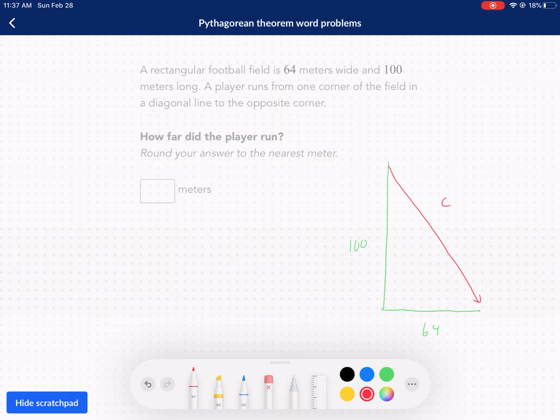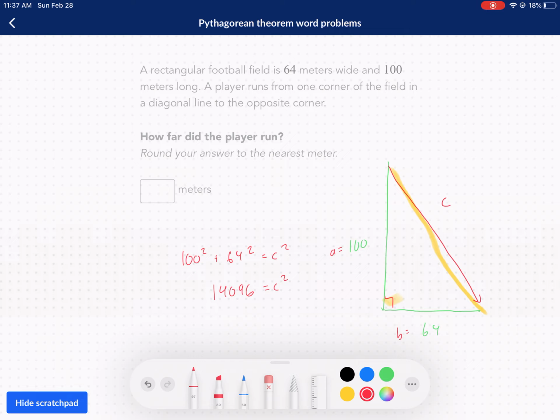This is our C. It's the hypotenuse because that's the longest distance and it's opposite the 90-degree angle. When we're talking about corners, a corner is 90 degrees, so that is our hypotenuse. Okay, so now we just need to label it. We'll call this A. We'll call this one B. So we have 100 squared plus 64 squared, and that's going to be equal to C squared. So we're going to square 100, and we're going to add it to 64 squared, and then that gives me 14096. And then I need to take the square root of that when I'm done.